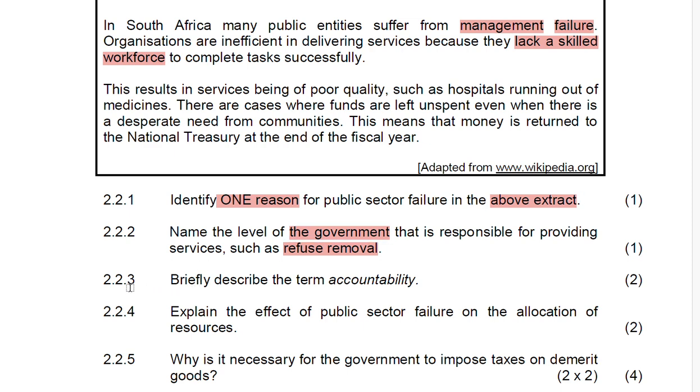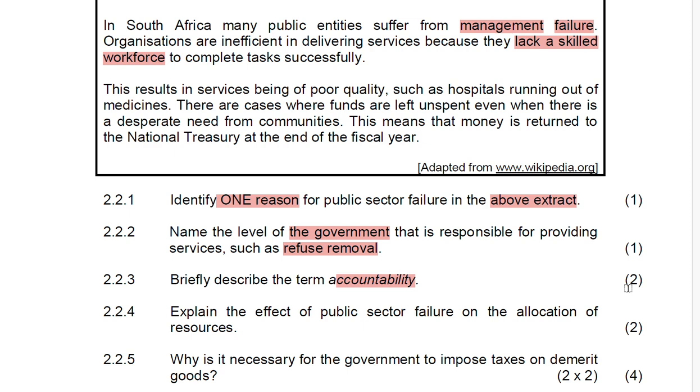Now let us look at 2.2.3. Briefly describe the term accountability. If someone says to you, you need to be accountable for failing this exam, what does that mean? What does the word accountability mean to you? You need to briefly describe in the exam, and you are expected not to say something so long, because you are only going to get 2 marks for it.